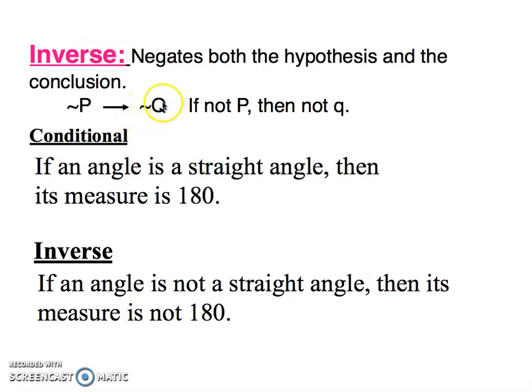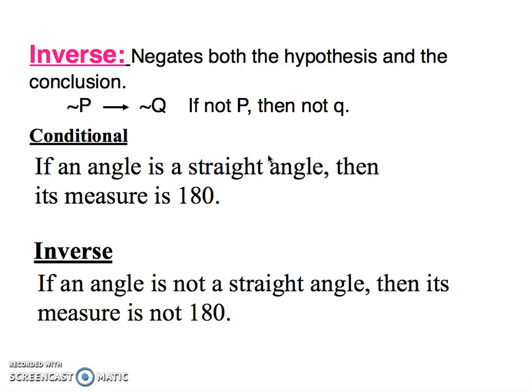The inverse negates the hypothesis and the conclusion. So this symbol, ~, means to negate. So in an inverse, you still have an if and a then, but notice the words not. Let's say I had the sentence, it is snowing outside. If I wanted to negate that, I would say, it's not snowing outside. So using words like not and won't and can't and isn't, those are negating words.